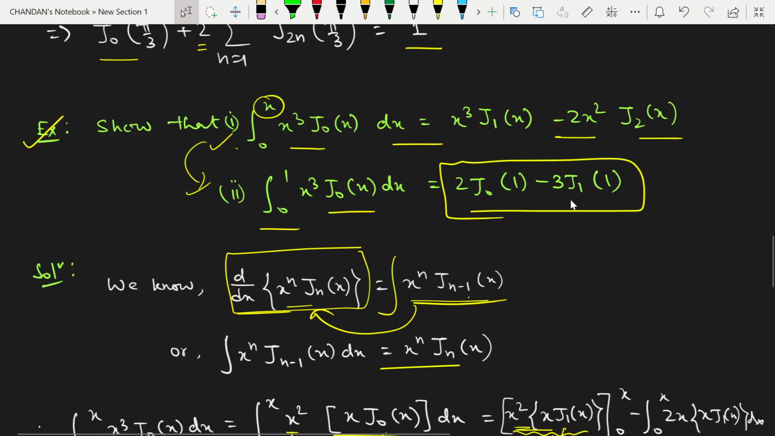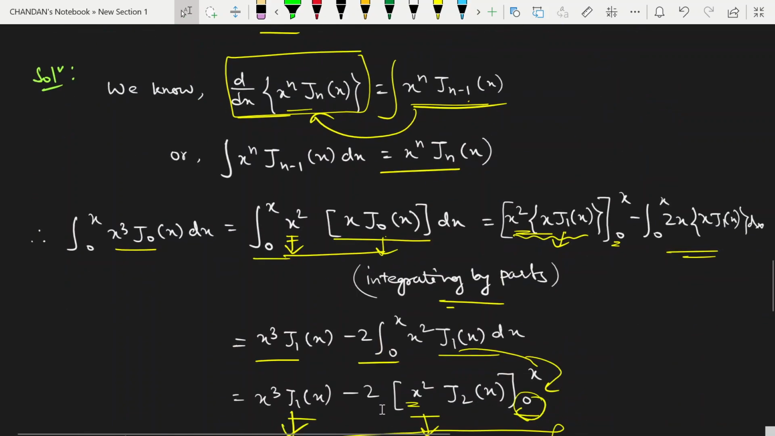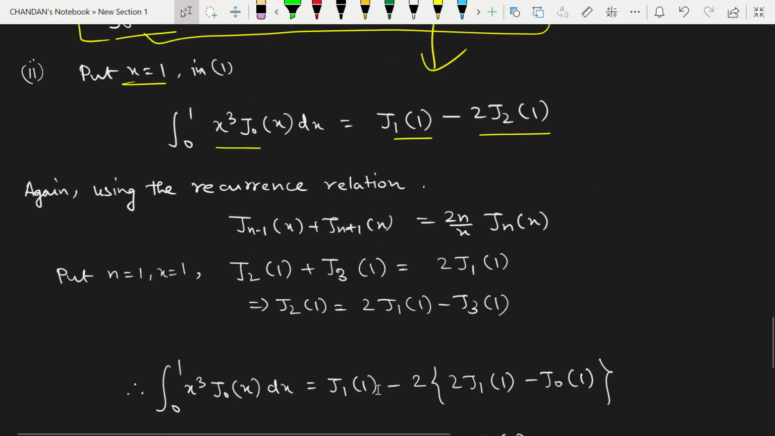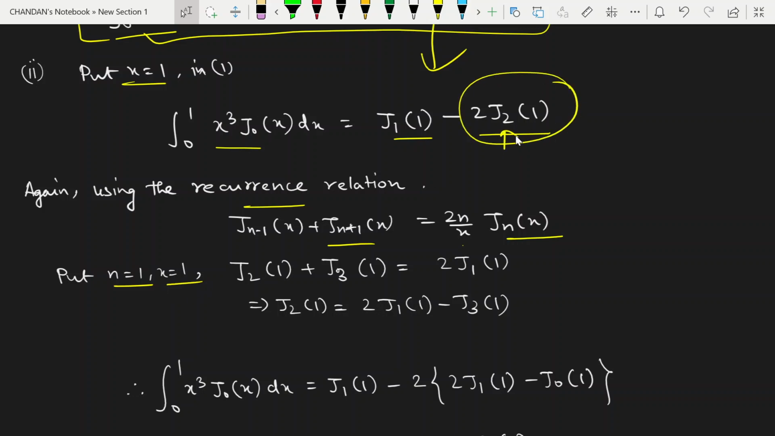Okay, so we have to discard J2, or replace J2 by other Bessel functions. So we consider here the recurrence relation Jn-1(x) plus Jn+1(x) equal to 2n/x Jn(x). So now we can put n equal to 1 and x equal to 1 for this. So this is the n and this is the x. So we put n equal to 1, so we get n minus 1 means 0, n plus 1 means 2, and here 1.